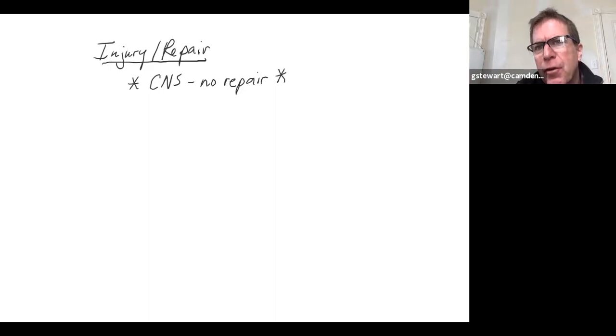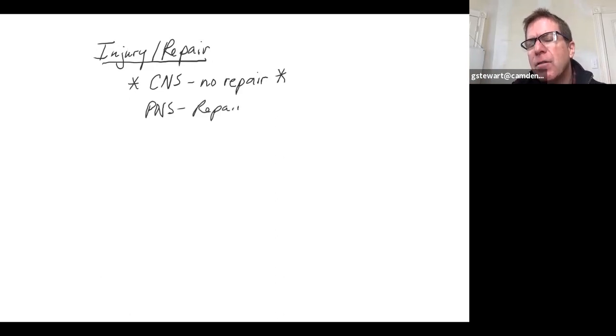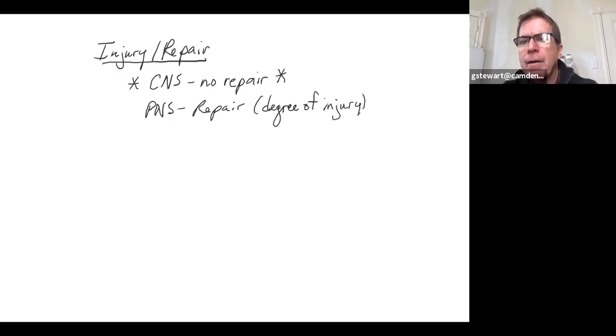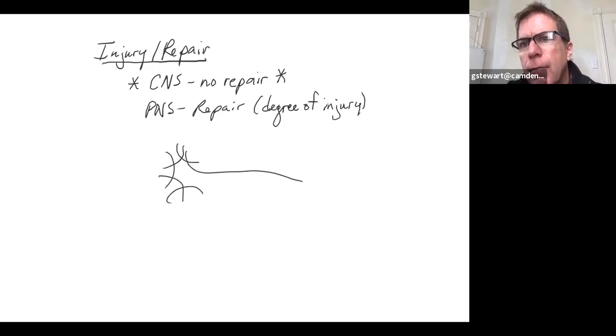But in the peripheral nervous system, there is repair. It is largely dependent on the degree of injury. So the amount of repair is dependent on how injured that neuron is. So I'm going to quickly draw, and we're going to injure this neuron.